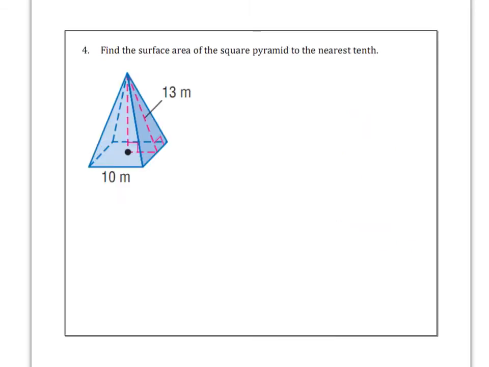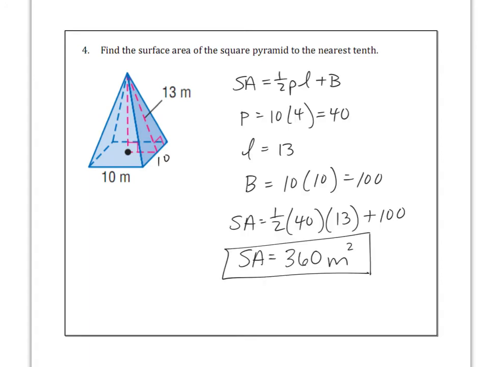All right, for number 4, I am going to have you pause the video and try this one, and when you're done, unpause the video and check your answer. So here's my work. If you need to pause the video and kind of check your numbers, please do so.